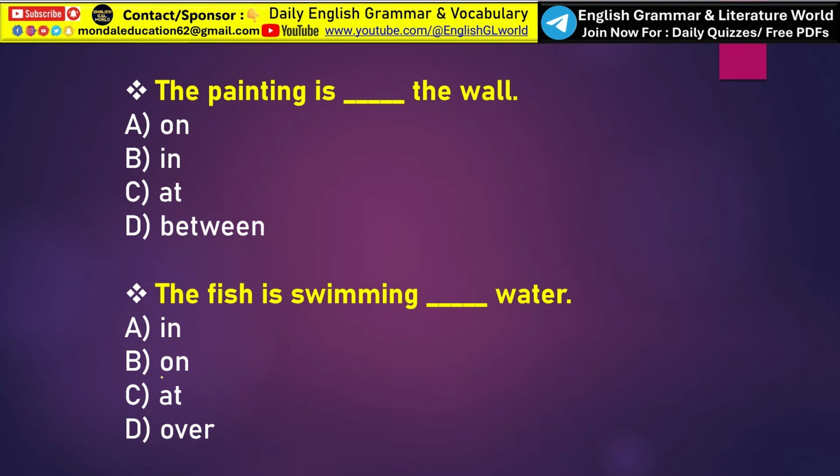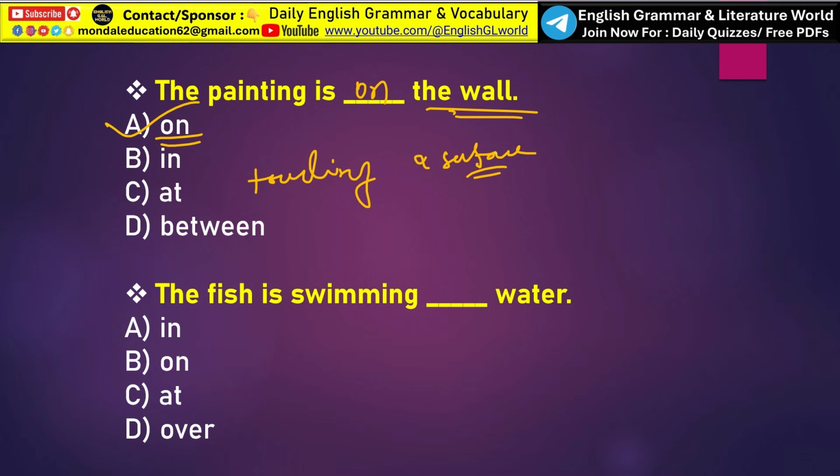Next, the painting is dash the wall. So here the correct answer is option A, that is on. So the painting is on the wall. So on is used when something is attached to or touching a surface. In this case we have to use preposition on.